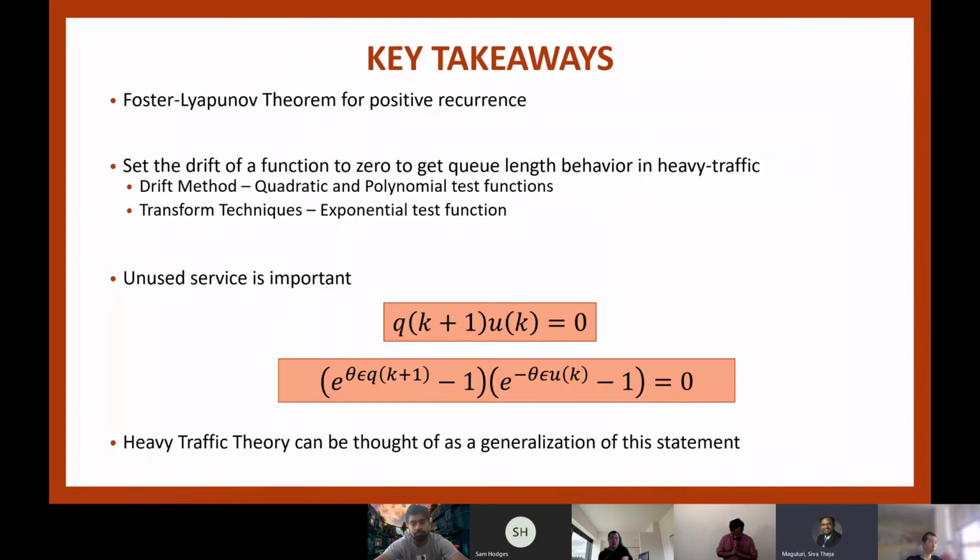Okay. So that's all I wanted to say about using stochastic recursions and Lyapunov arguments in a single server queue. The key takeaway so far is using the Foster-Lyapunov theorem to show positive recurrence, setting drift to 0 to get heavy traffic behavior. And then we can use two kinds of Lyapunov functions. Quadratic Lyapunov functions give mean bounds, or exponential Lyapunov functions give the whole distribution.